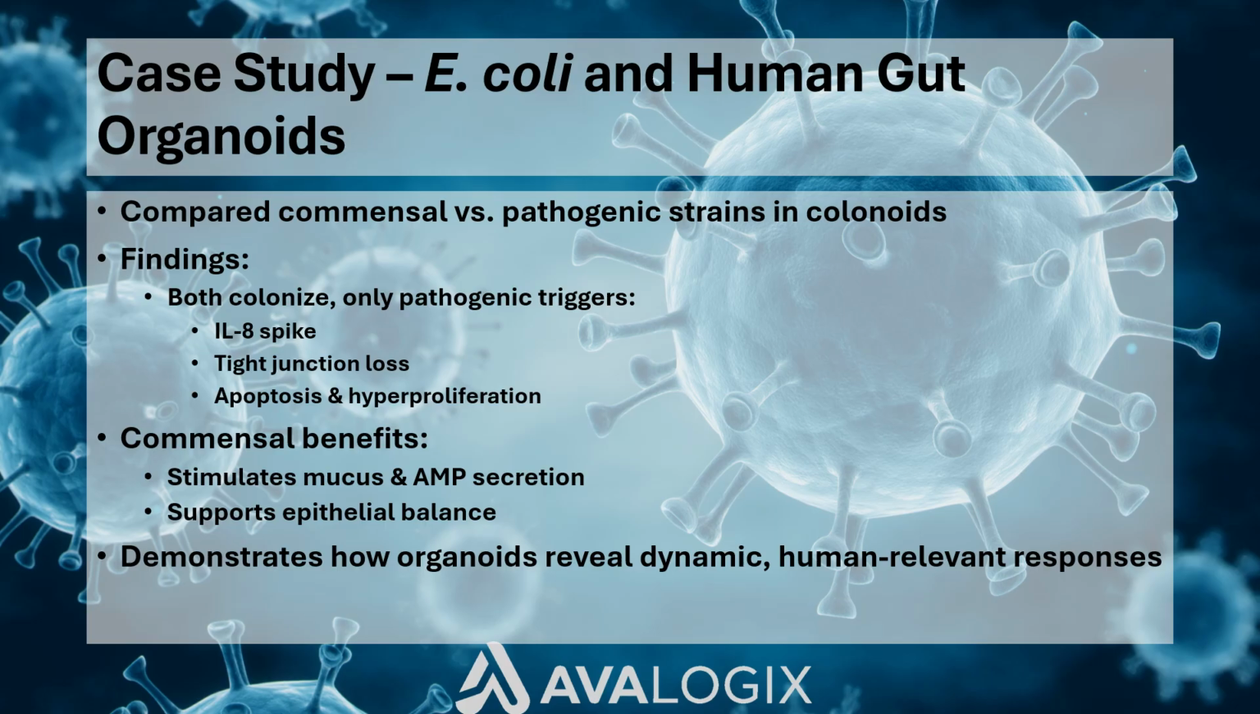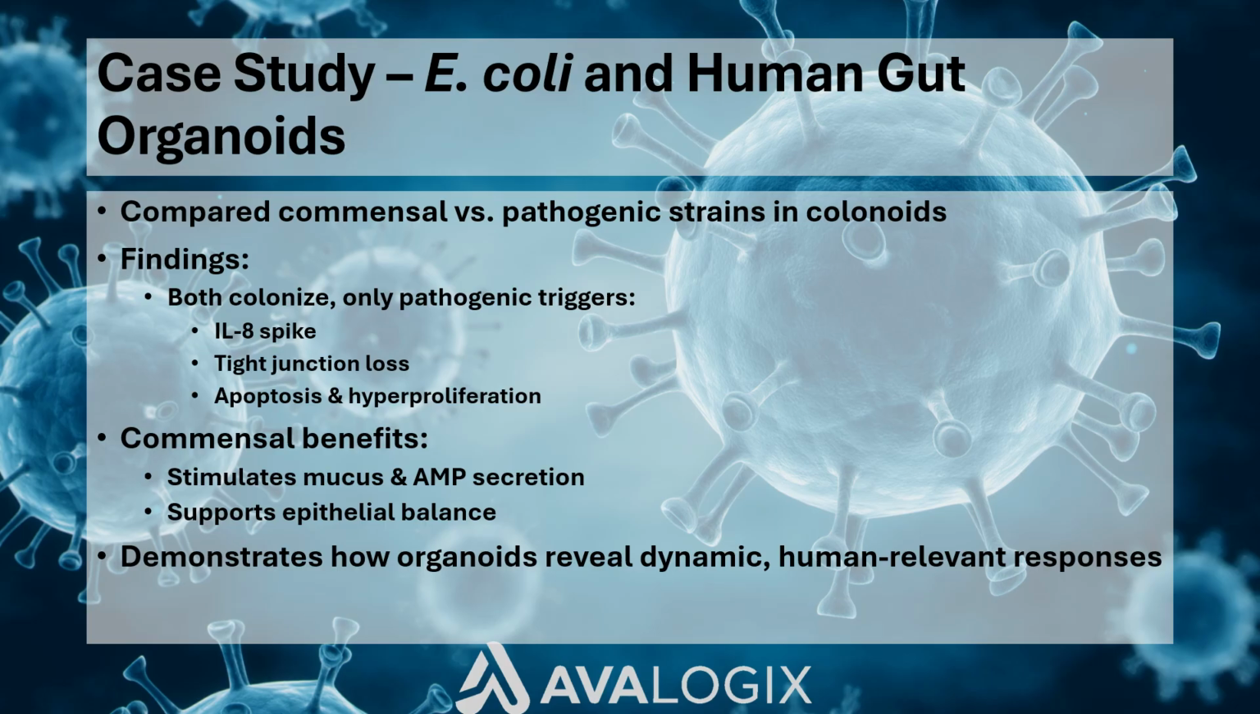In one landmark study, scientists microinjected 2 different strains of E. coli into human colonoids, one commensal, the other pathogenic. They found that while both colonized the lumen, only the pathogenic strain triggered a robust inflammatory response. IL-8 secretion was upregulated several-fold, and there was visible disruption of tight junction proteins, leading to increased epithelial permeability.